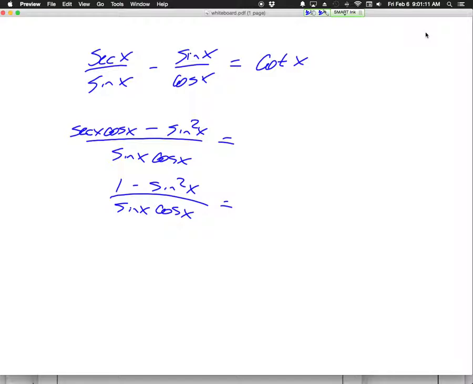So 1 minus sine squared is cosine squared, over sine times cosine. I can cancel one cosine, and cosine over sine is cotangent. Cotangent equals cotangent.